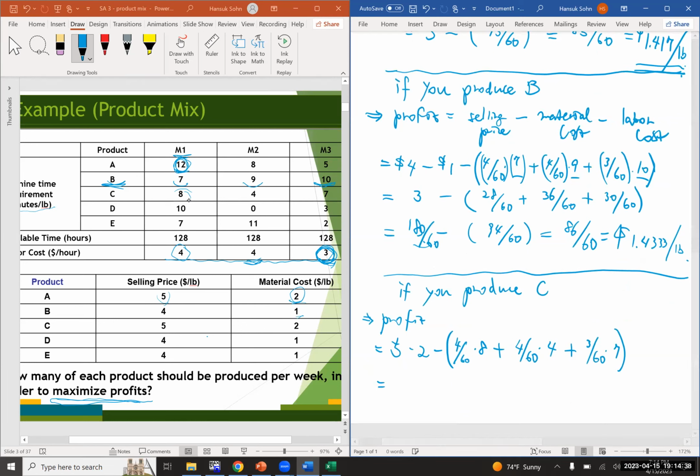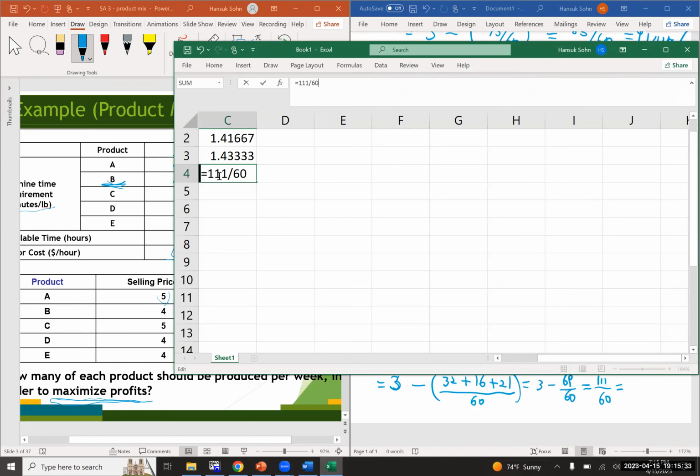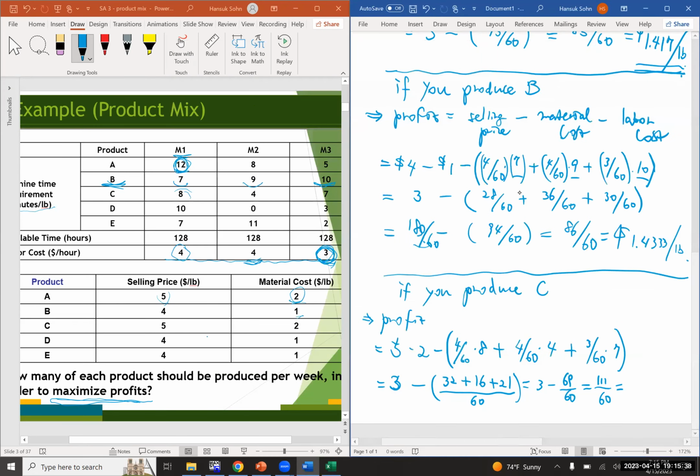So how much is that? It's going to be 3 minus 32, 16, 21 over 60. So 32, 16, 21 is 69 over 60. So that's 180 minus 69, so 111 over 60. How much is that? $1.85. So that's 1.85 per pound. Is that right?